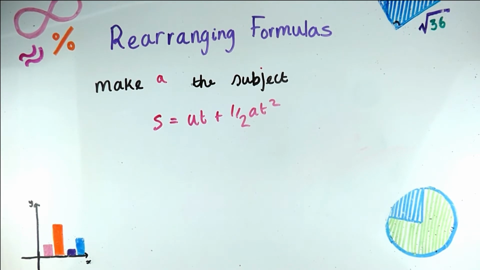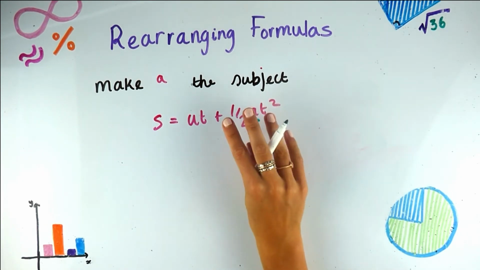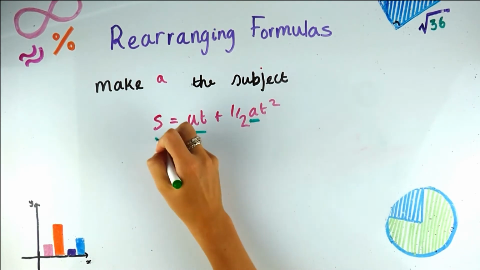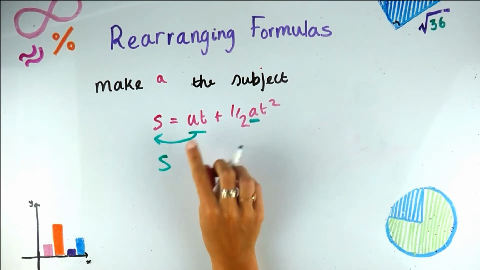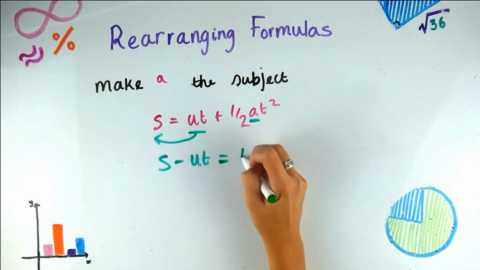Okay, make a the subject of this thing here. So we want this one on its own. First things first, these terms all come together, so we'll just let them be for now. And then we've got this extra term, so we want to take that over there. S plus ut on this side, so negative ut when you take it over the equal sign.